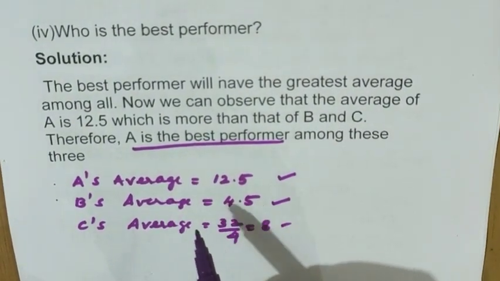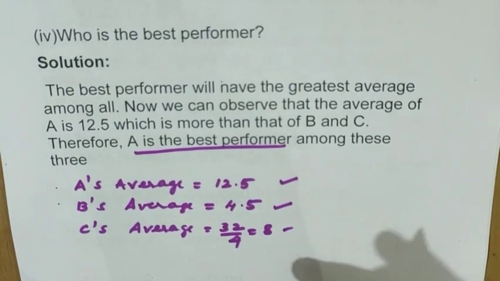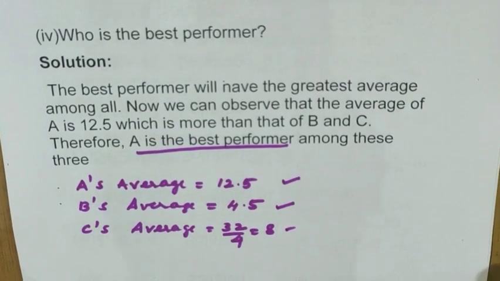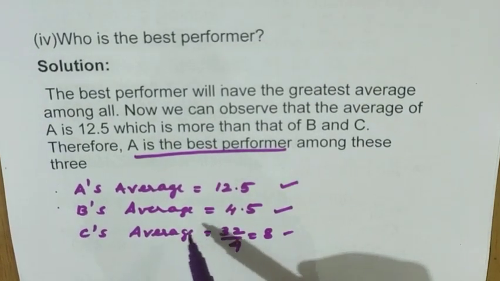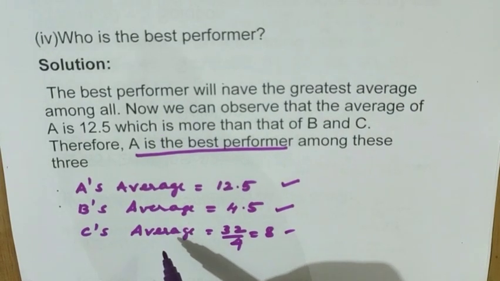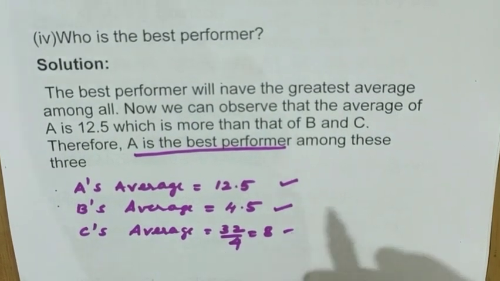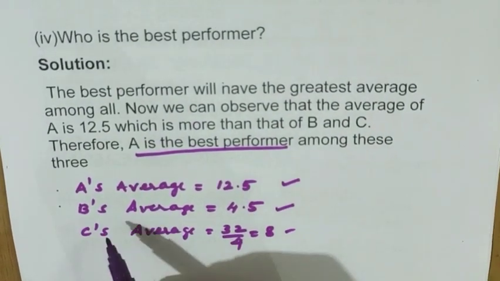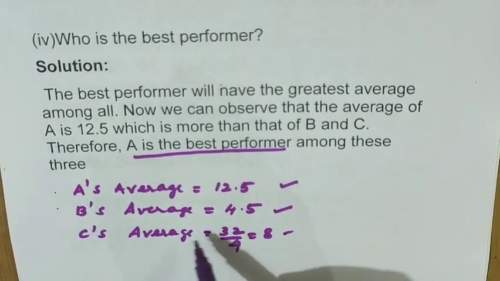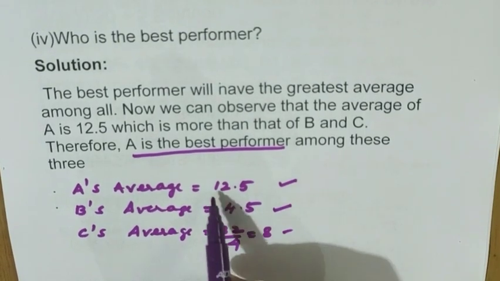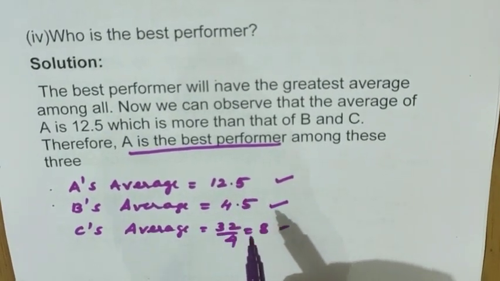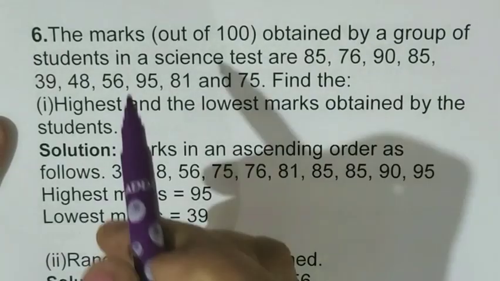So this is the question they have asked. Even if you consider 3 also, C's performance is less compared to A only. But here it's for comparison purposes, so we should consider the 4th match for everyone. Equally, we are giving the chance for them. So A's average equal to 12.5, B's average is 4.5, C's average is 8. So whose performance is best here? A's performance is best.